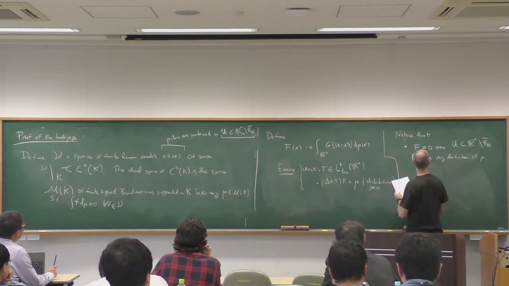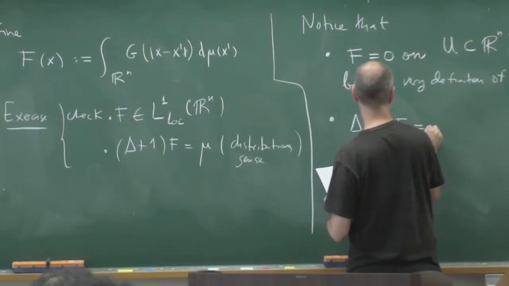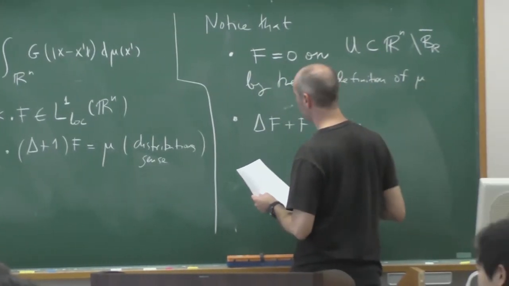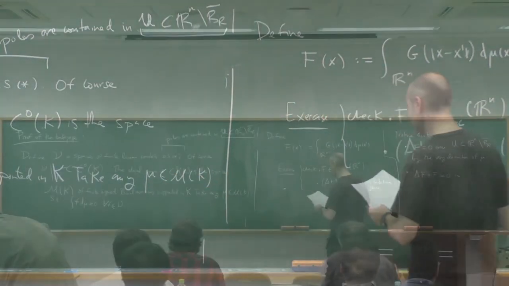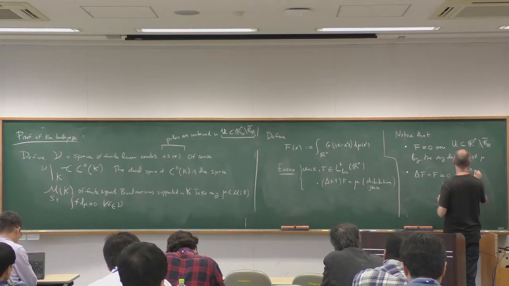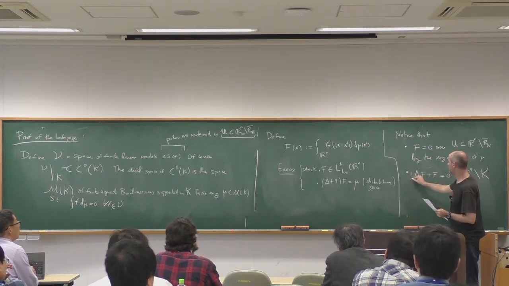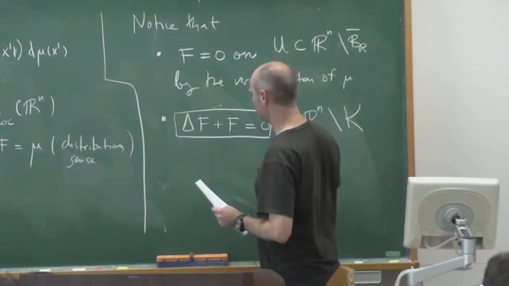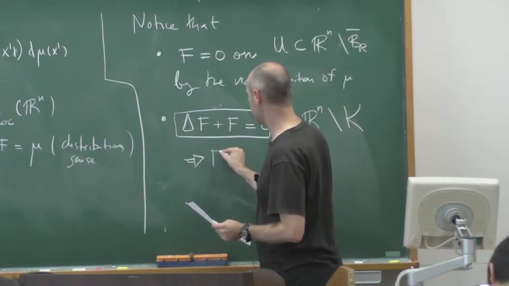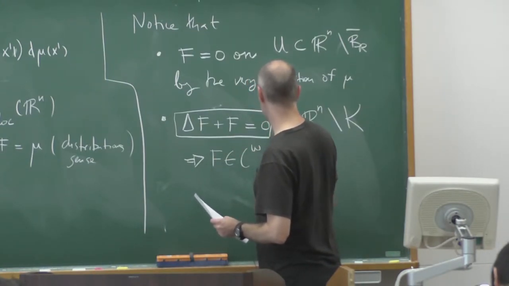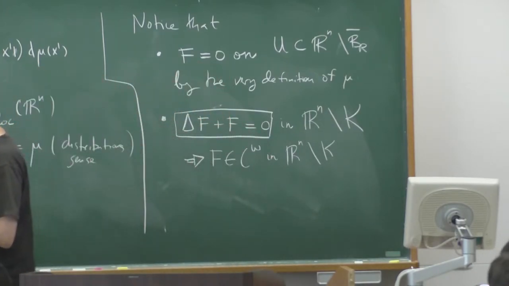And second, the Laplacian of F plus F is equal to 0 in the complement of the support. The support of mu, we said, is contained in K. So this is equal to 0 in R^n minus K. So in particular, this solves this elliptic PDE in R^n minus K. By elliptic regularity, it's smooth, but it's more than smooth. Actually, F is real analytic in this set, R^n minus K. Okay? So with this, we are almost done.